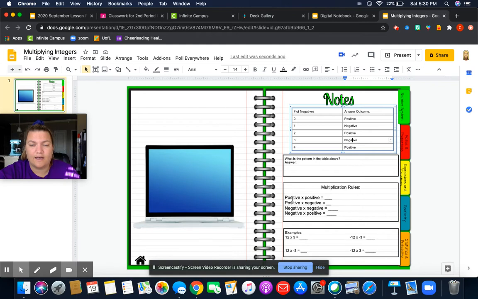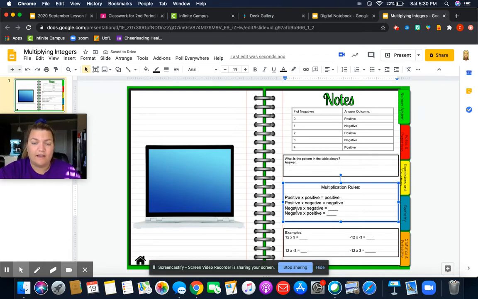If you multiply two positive numbers, like up here when we had 0 negatives, positive times a positive, we know the answer is going to be positive. That's if we had 3 times 3, 3 times 7, 7 times 21. Any two positive numbers multiplied together gives us a positive answer. If we have a positive and a negative, again, we go back up here to our chart. Whenever there is just one negative number, my answer outcome is negative. So we're going to replace the lines with the word negative.